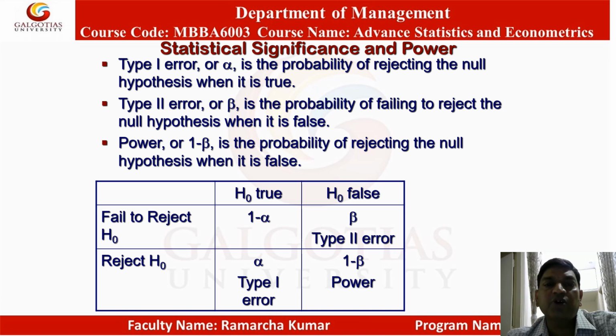So we have four possibilities. When the null hypothesis is true, either we can fail to reject it, that is a correct judgment, so that is 1 minus alpha, and the remaining is alpha, which is type 1 error, error in the sense that the hypothesis was true and it was rejected. If the null hypothesis is false and you fail to reject it, then it is beta, it is type 2 error. But if you reject a null hypothesis, that is 1 minus beta, that is the power of the test.